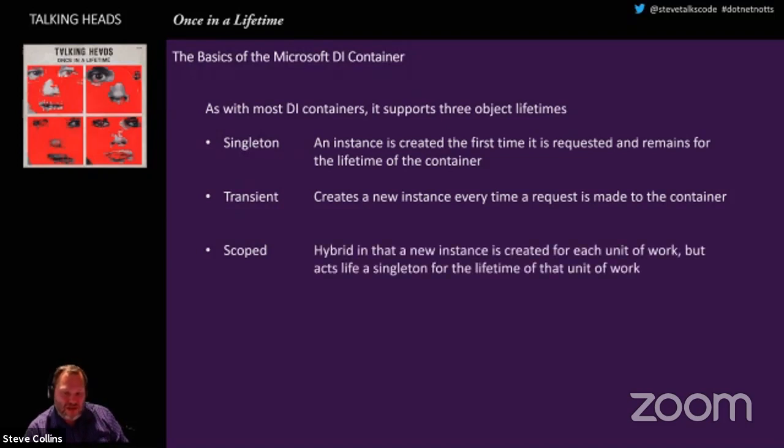Then scoped. Scoped sits in the halfway house between the two, in that when a scope starts and a request is made, it's a bit like a transient. It'll go and create a new instance, but it's a bit like a singleton in that rather than disappearing when you finish with it, it will hang around for the length of your scope. I'll come on to it in a minute, but the typical analogy is in ASP.NET Core, a scope is created for you when the request comes in. Anything that's registered as scoped will live for the lifetime of that request, going through the whole lifetime of the request, and then disappears when the response goes out the other side.